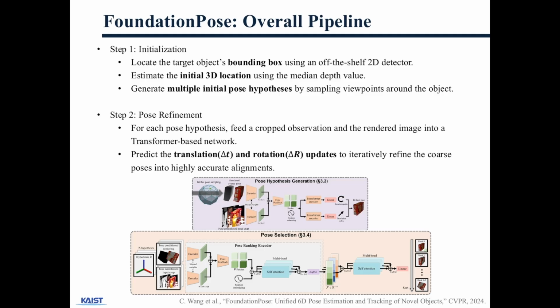The second step is pose refinement. For each hypothesis, the system compares the observed image with a rendered image of the object. These inputs are processed by a transformer-based network. The network predicts small updates in translation and rotation, gradually refining the pose. Through this iterative process, the pose becomes more and more accurate.